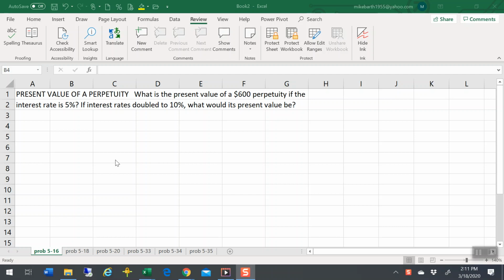This is problem 5-16 of chapter 5 of the Brigham and Houston book, Fundamentals of Financial Management, Concise 10th edition. Here we're talking about the present value of a perpetuity. A perpetuity is a perpetual annuity.